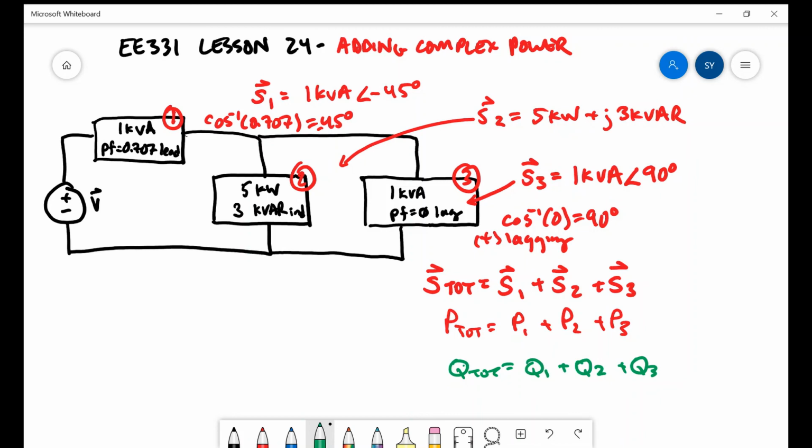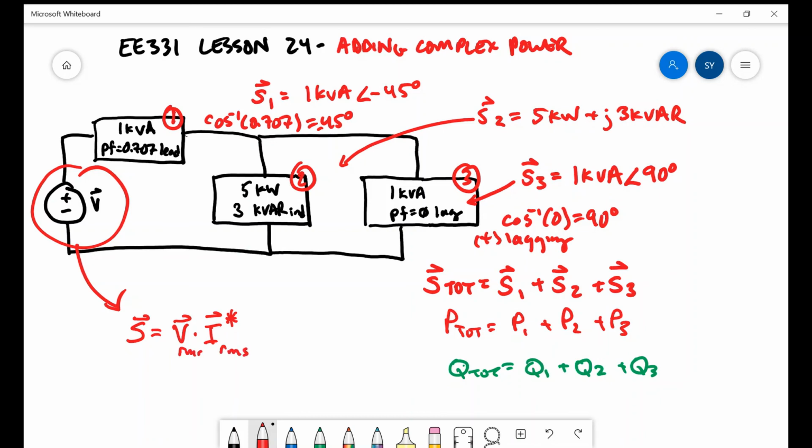Once you get S total, the neat thing you can do with that is relate it to what happens at the source, where you can again pull out that basic equation that S is voltage times the current complex conjugated. So if you do that, remembering your RMS units, you could actually back out what the current is here, as long as you were able to calculate S total. So again, you can add them all using complex numbers. Just enter in your calculator, make sure you're using S with the vector arrows, or you add up all the reals and all the imaginaries.